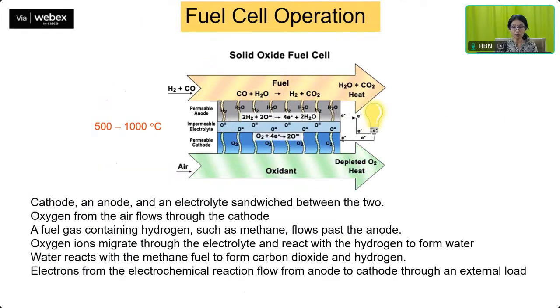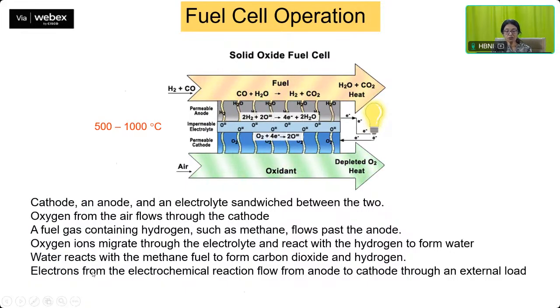Let's look into the fuel cell operation in case of a solid oxide fuel cell. This is given very nicely pictorially over here. You have a cathode and anode and the electrolyte, which is sandwiched between the two. Oxygen from the air, as you can see, flows through the cathode. A fuel gas containing hydrogen, such as methane, flows past the anode, and using the steam, a reforming reaction takes place and ultimately hydrogen is formed, which permeates through the anode. Oxygen ions migrate through the electrolyte and react with this hydrogen to form water.